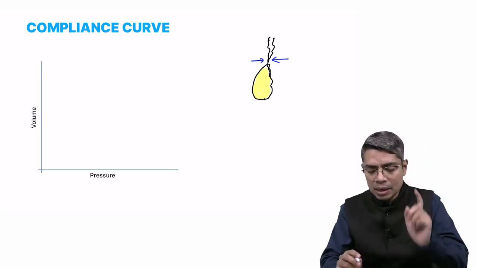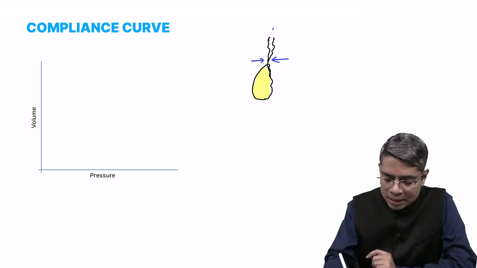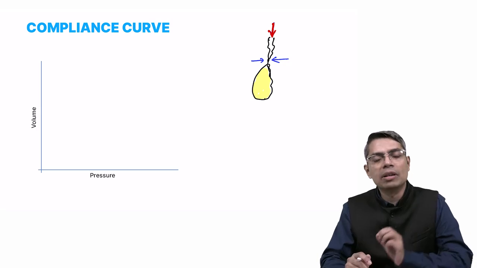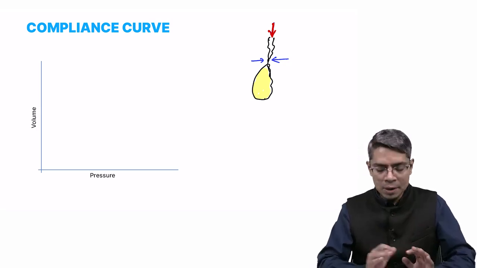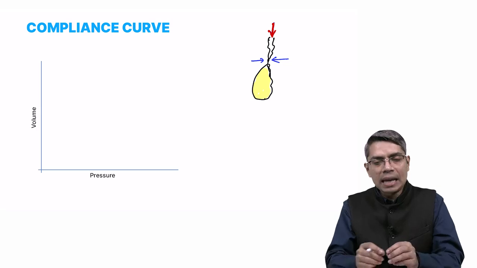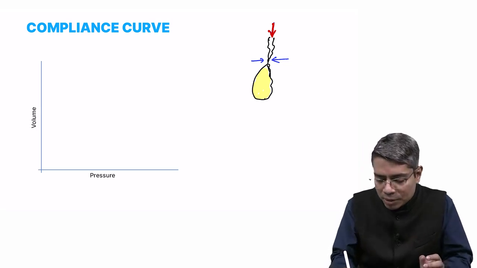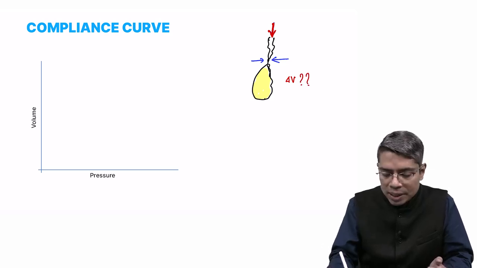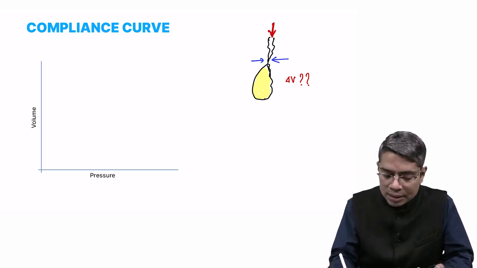Now if you want to expand this structure more and more, what you have to do, you have to give some positive pressure through these smaller size bronchioles. Okay, so you are injecting pressure and you are trying to measure how much will be the volume change in this alveoli. That is your compliance. So the compliance curve is plotted in this way, that you have a collapsed lung.